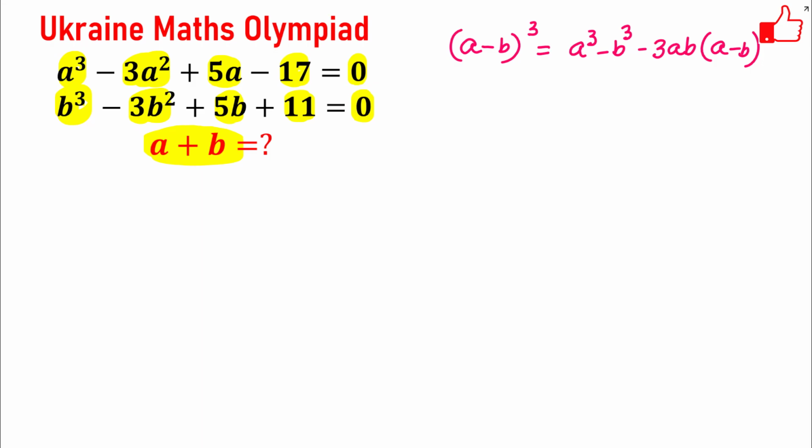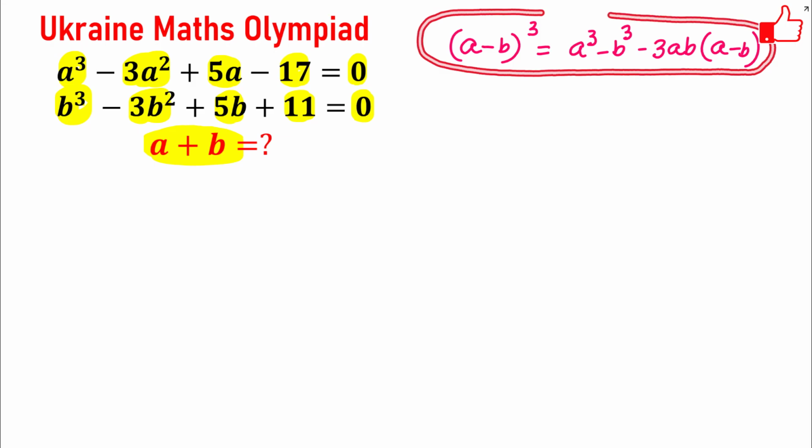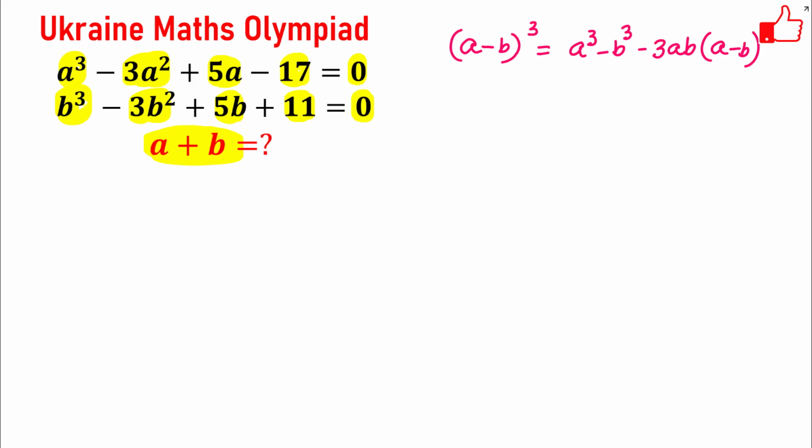Now how will you solve this problem? You can use an algebraic identity to solve this problem. And in this case I will use this algebraic identity, that is a minus b whole cube is equals to a cube minus b cube minus 3ab times a minus b. So let us use this identity. Let's call this equation 1 and this equation 2.